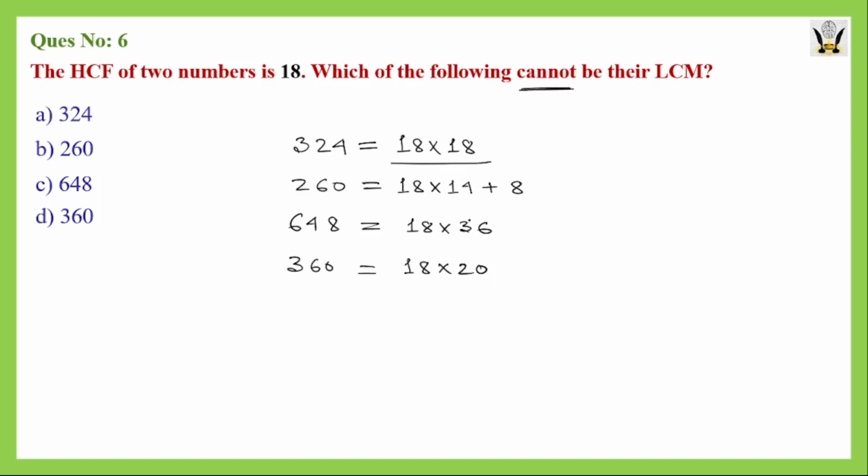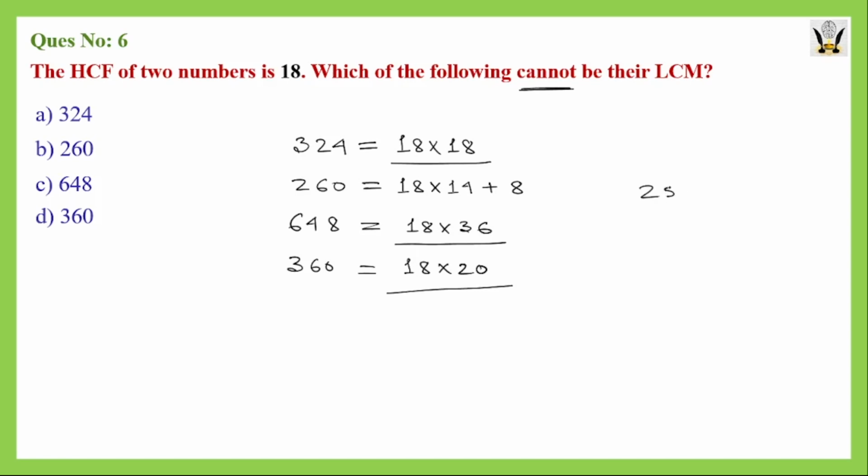So this is a multiple of 18. This is also a multiple of 18. This is also a multiple of 18. But what about this? This 18 multiplied by 14, till this much it is a multiple of 18. But if we add 8 more to that value, then we get 260.